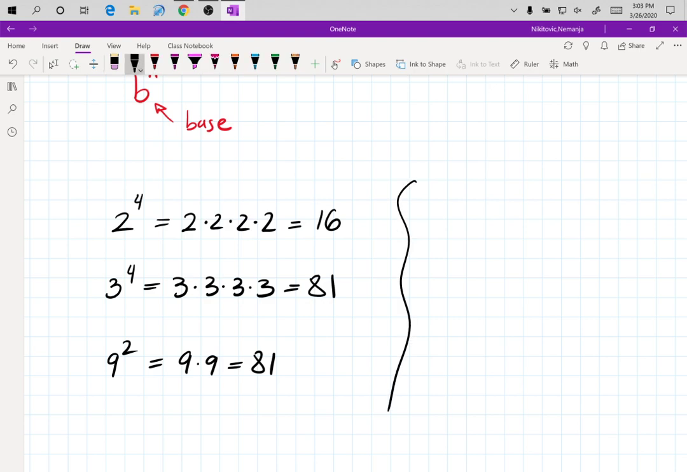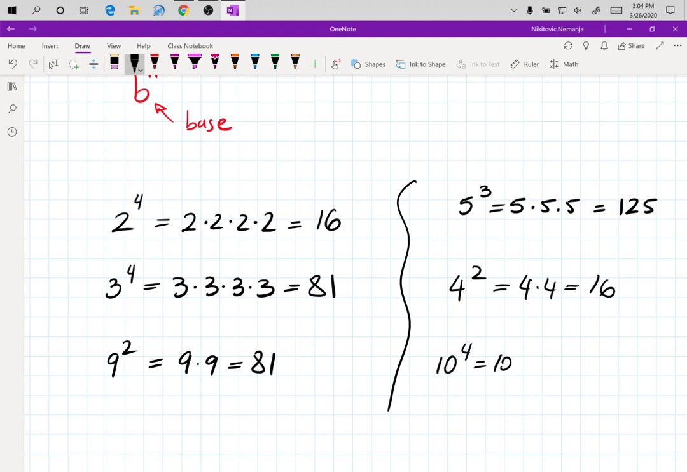More examples. Let's say 5 cubed. That's going to be 5 times 5 times 5, which is equal to 125. Let's go with 4 squared. That's easy, right? 4 times 4 is 16. 10 to the 4th power is 10 times 10 times 10 times 10, which is equal to 10,000.